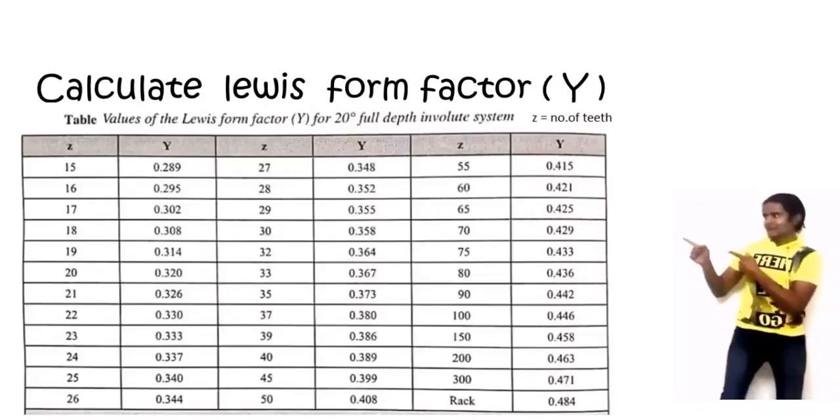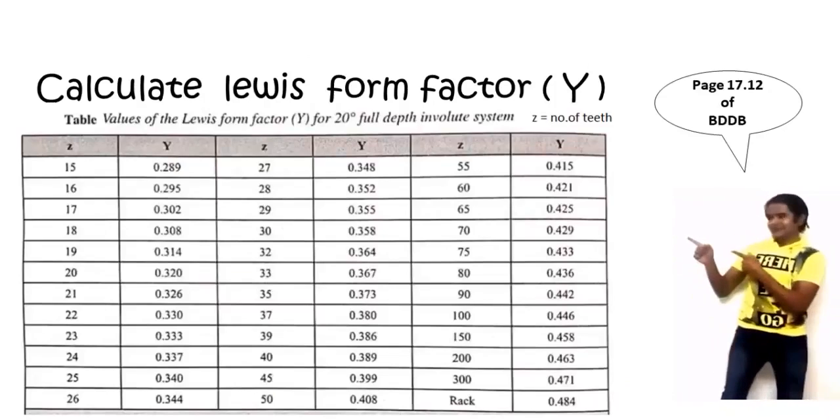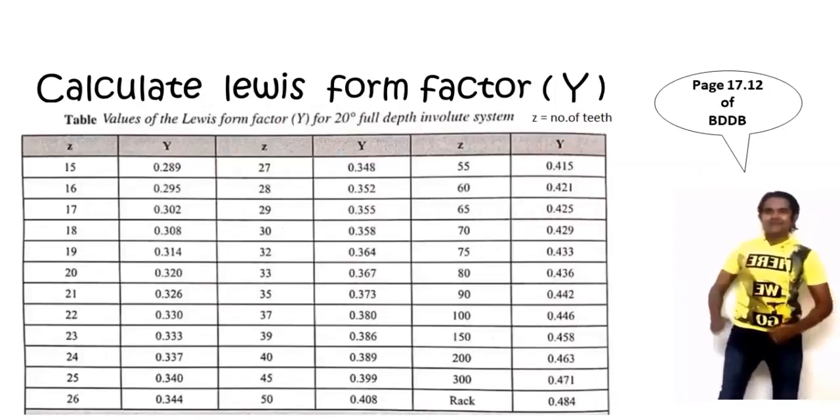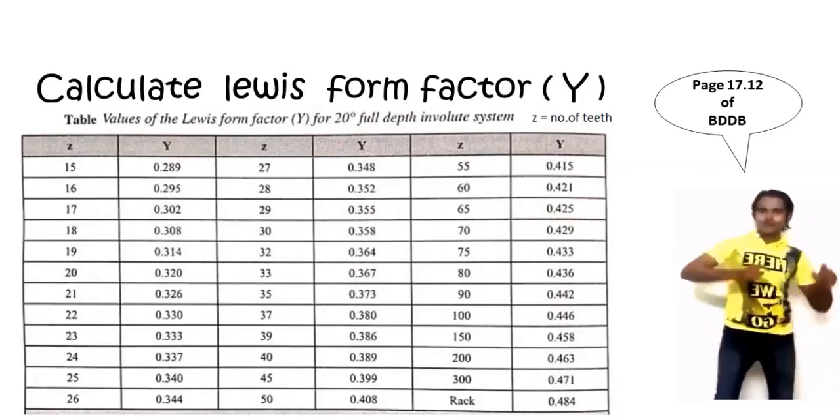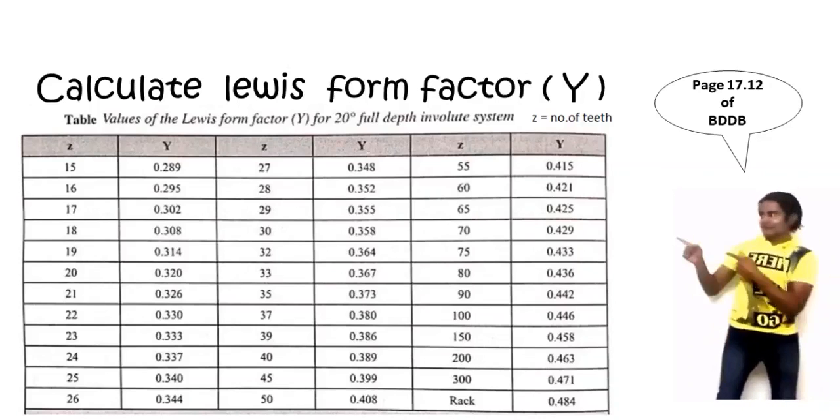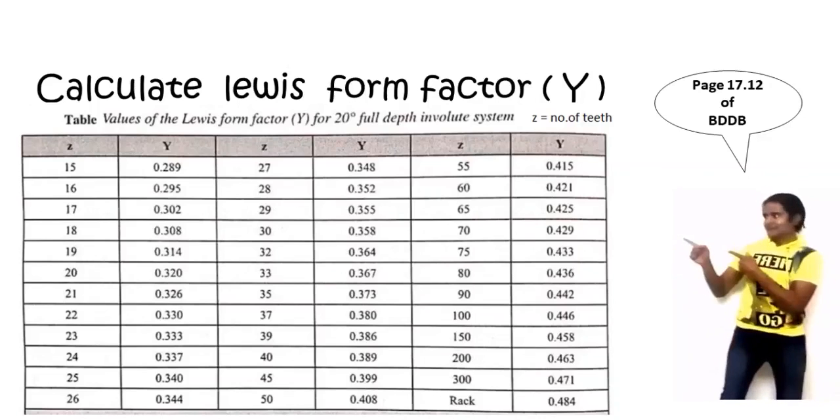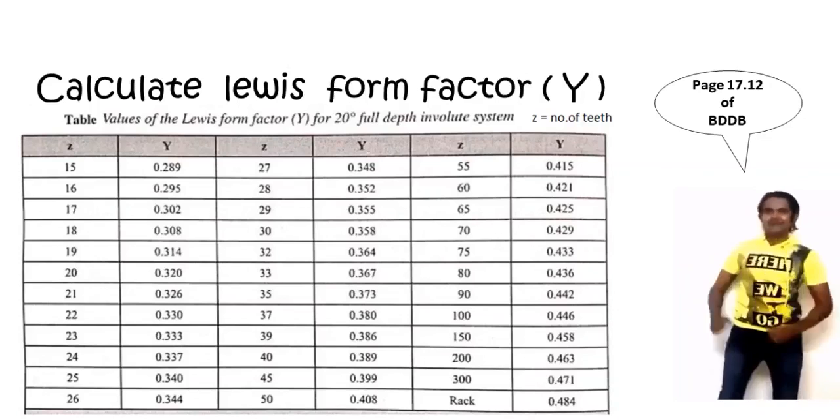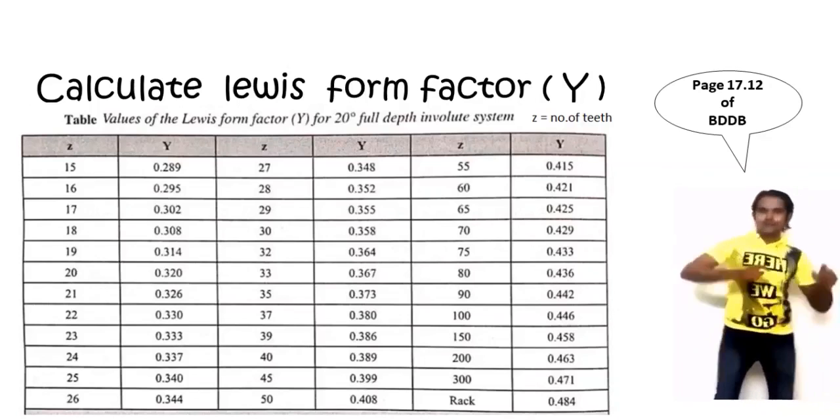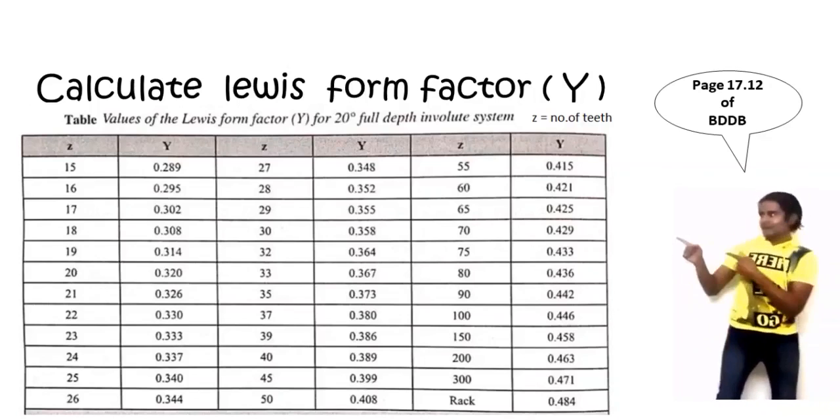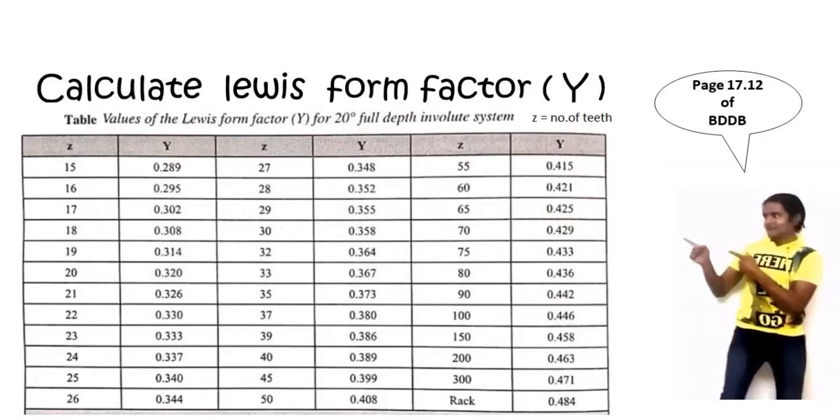But in Bhandari design data book, this table is given on page 17.12. For 20-degree full depth pressure angle, you can directly find the value of Lewis form factor Y from the number of teeth Z. So you can see if Z is 15, then you can directly note down the value of Y as 0.289. Same way, if the value of Z is 20, then you can directly get the Lewis form factor Y as 0.320 from this table.